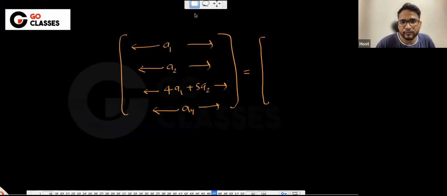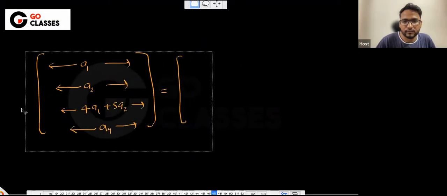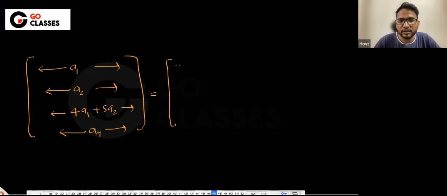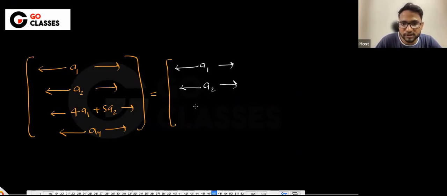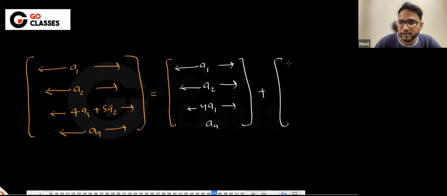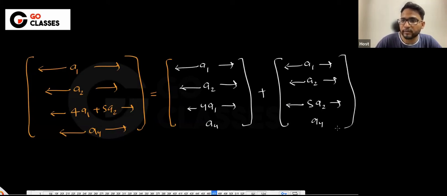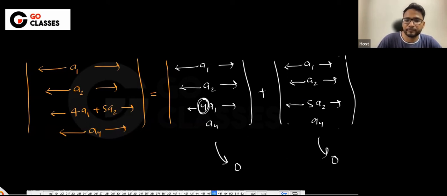We can say that this is the same as saying this is A1, this is A2, this is 4A1. Okay, these are basically rows. That's why I'm just writing like this. This is A4, and then plus this is again A1, this is A2, 5A2, this is A4. Is this fine to everyone? Yes. And then you can take the 4 common because these are the determinants, sorry, these are not the matrices, these are the determinants. Okay. You can take the 4 common, and then you can say that the final answer will be 0 for both of them. So this is 0 and this is 0. Okay.